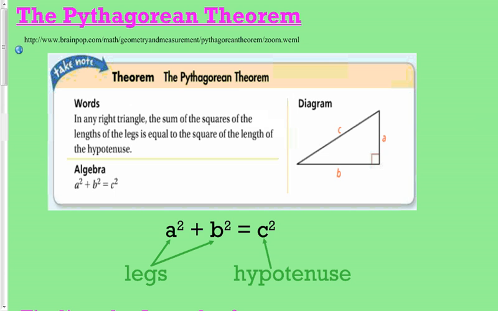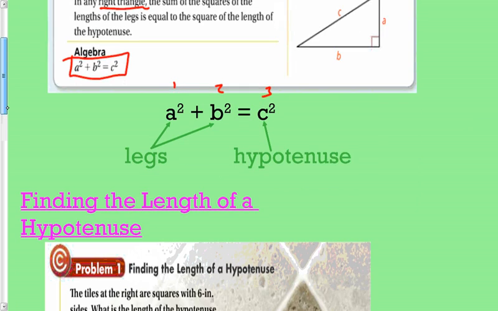All right, here's the Pythagorean theorem in algebra. In words right here, it's in any right triangle, the sum of the squares of the lengths of the legs is equal to the square of the length of the hypotenuse. So this is labeled a, b, c for this right triangle. And again, the important part is this only works in right triangles. Okay, so really a and b can be switched around. I usually say go smallest to largest, but the hypotenuse always has to be c.